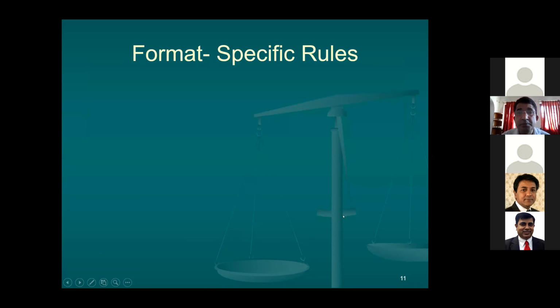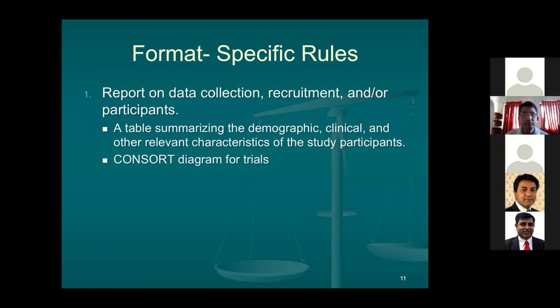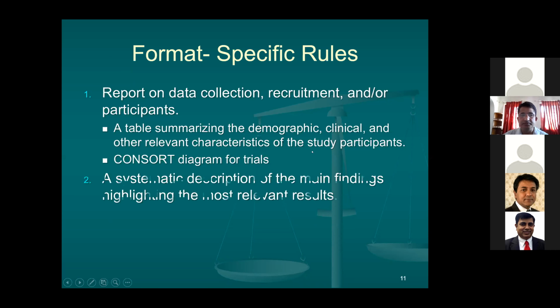Now we go to the specific rules. Those were the general rules. Specifically, we report on data collection, recruitment, and our participants. The first thing we write in the result section is how we gathered the data, how many were excluded, how many were included, and what the flow chart looked like. For example, if we are reporting on a randomized controlled trial, we follow the CONSORT diagram here. If we are doing an observational study, we summarize the demographic and baseline characteristics of the study participants as the first information.